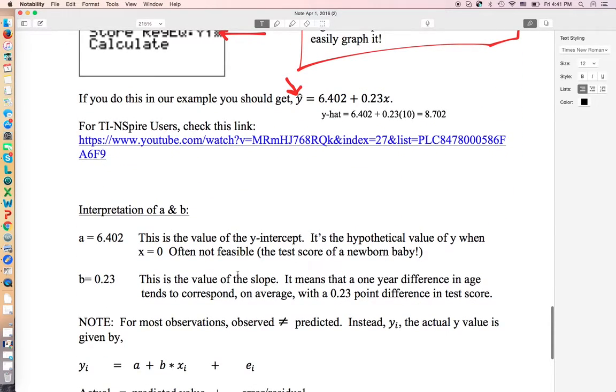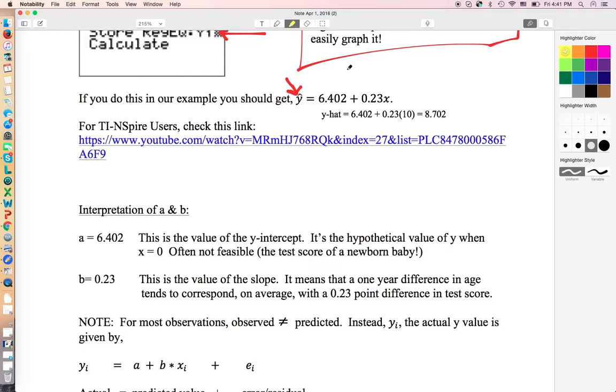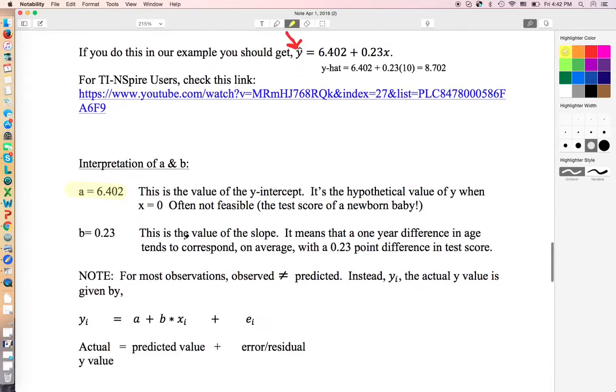So the most important thing is to understand what these values from your regression equation tell you. So our y-intercept was 6.402. That's a y-intercept, and it's the hypothetical value of y when x is 0. It's often not feasible. It often doesn't make sense, like in this example. Because when x is 0, that means we're talking about a kid who's 0 years old, a newborn baby. And what this y-intercept would tell us is that a newborn baby would have a test score of 6.402. Yeah, doubt it.